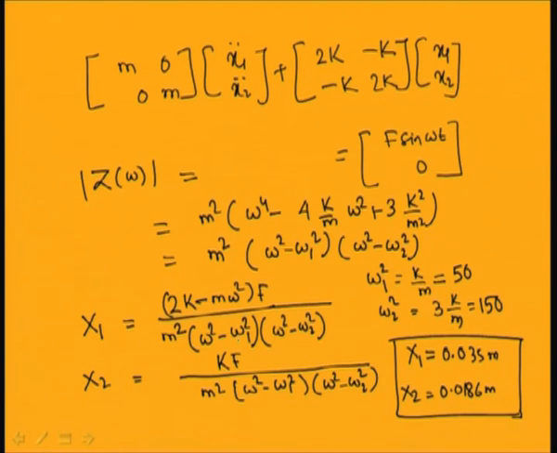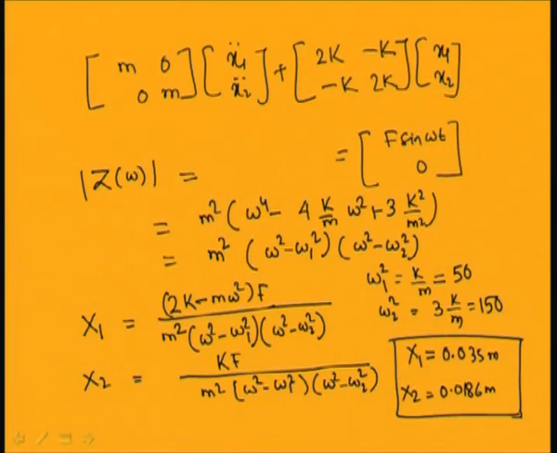So, x1 becomes 0 when 2k equals m omega square, or omega square equals 2k by m, and x1 and x2 tend to infinity when omega square equals omega 1 square or omega 2 square. Here omega 1 and omega 2 are the normal mode frequencies of this system. They can be written as omega 1 square equal to k by m and omega 2 square equal to 2k by m. In this way, one can find the response of a forced vibration of a 2 degrees of freedom system.